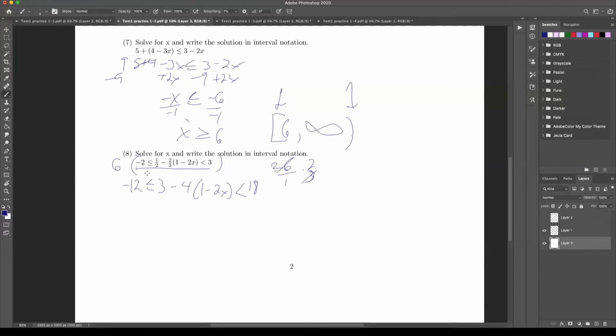So here I'm just clearing the fractions. What's my least common denominator? 6. So I just multiply it across. Clear out the fractions. Now, I can go ahead and distribute my negative 4. So I'll have 3 minus 4. That'll be minus 4. Minus a minus becomes plus 8x less than 18.